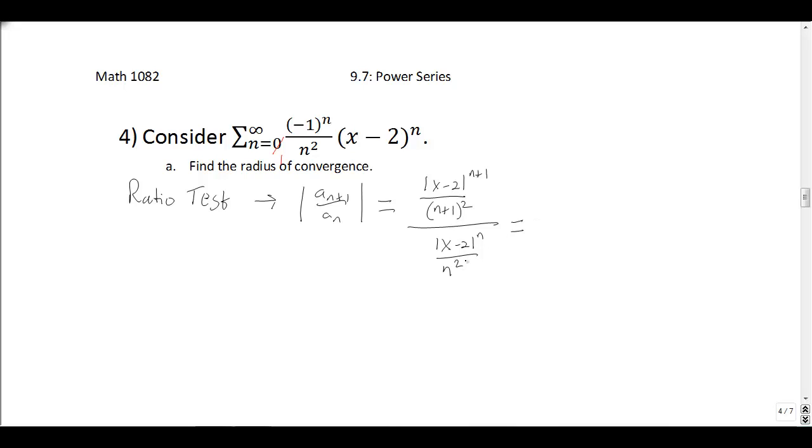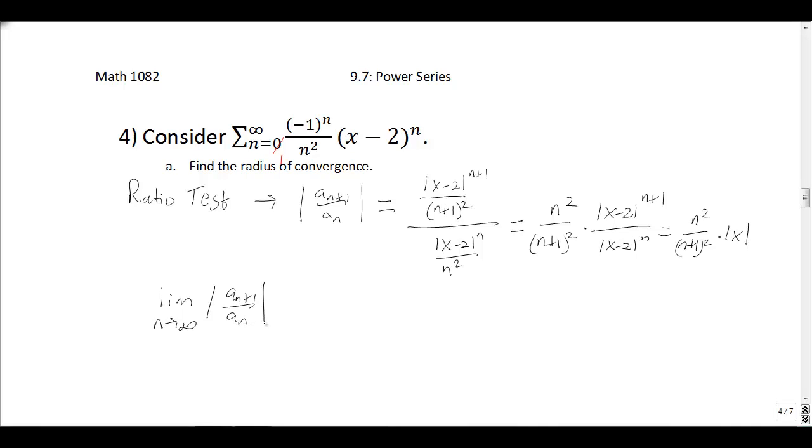And then when I invert and multiply the bottom, I get n squared over n plus 1 squared times absolute value x minus 2 to the n plus 1 over absolute value x minus 2 to the n. This is going to give me n squared over n plus 1 squared times absolute value x. I don't worry about simplifying the n squared over n plus 1 squared, because I'm thinking of the limit of that fraction as n goes to infinity, which is going to be 1. So I got the limit, and I'm going to actually execute it.